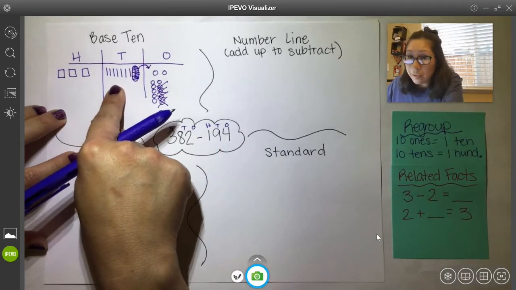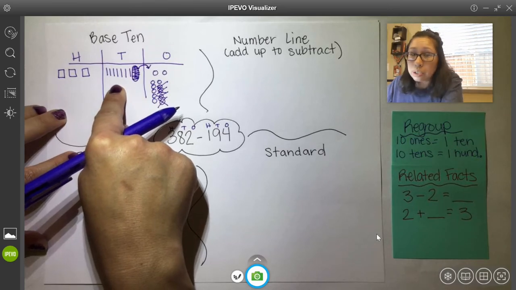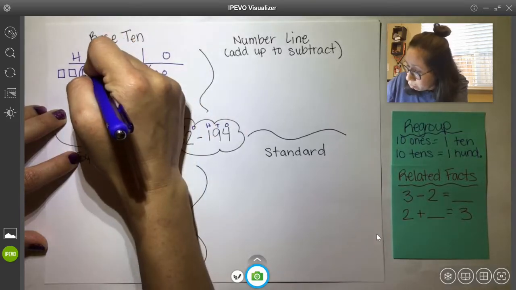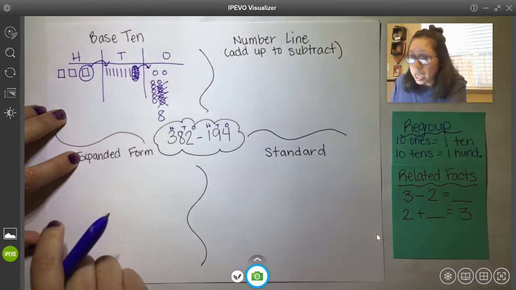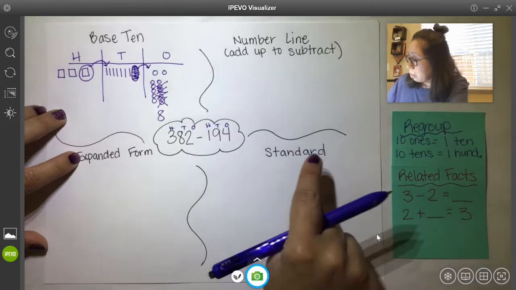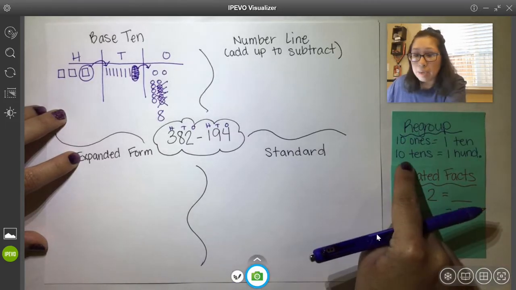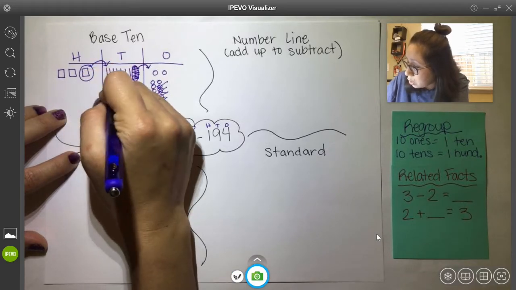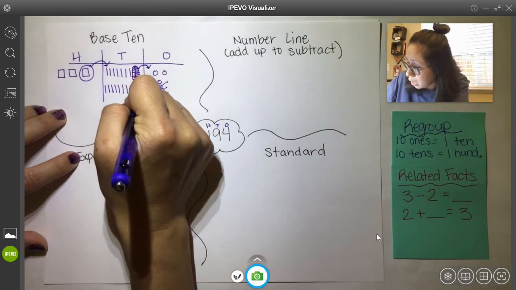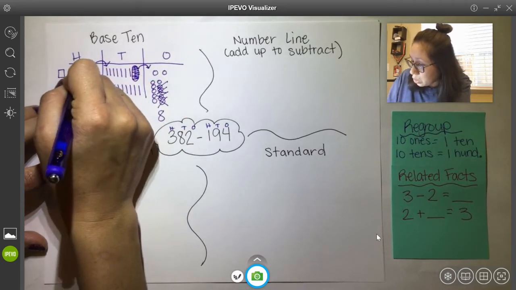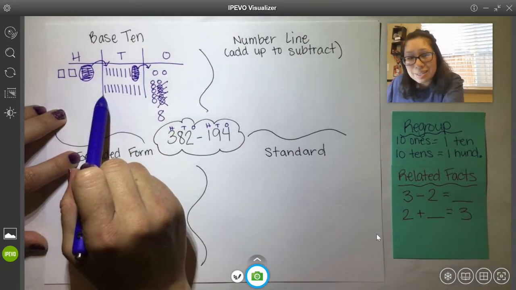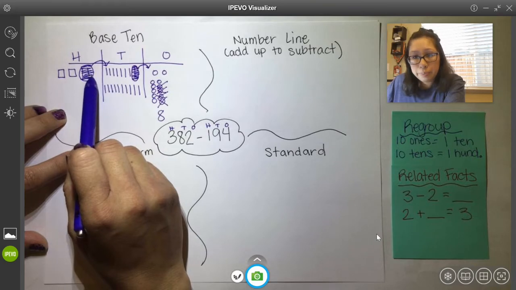Well, I didn't have enough tens to begin with, so I'm going to need to regroup again. So I'm going to go over into the hundreds place, and I'm going to regroup one of those hundreds and move it into the tens place. Remember, 100 is the same as 10 tens. So since I'm moving this over, I need to draw 10 tens. 1, 2, 3, 4, 5, 6, 7, 8, 9, 10. And so I don't get confused, I'm going to scribble that out because I moved it. It's still there, but now it's 10 tens instead of 100.